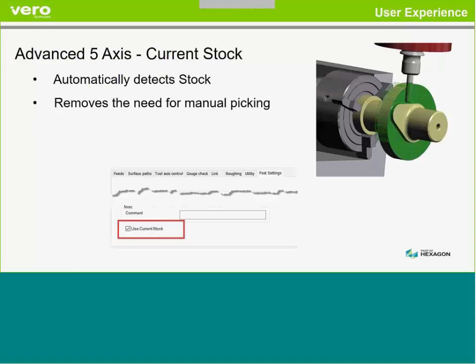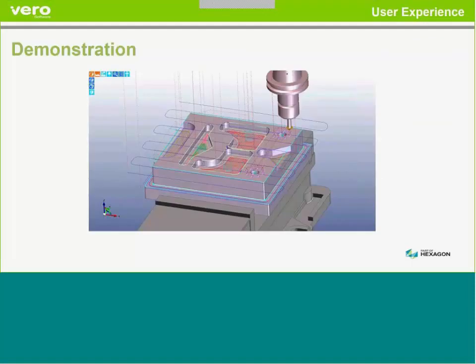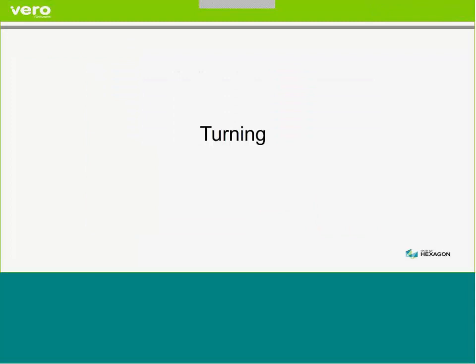And for those of us with the advanced 5-axis, we can now say use the current stock command. So again, that used to be a manual input. You had to physically pick the command. That's no longer necessary, as I'll show you now inside a demonstration.